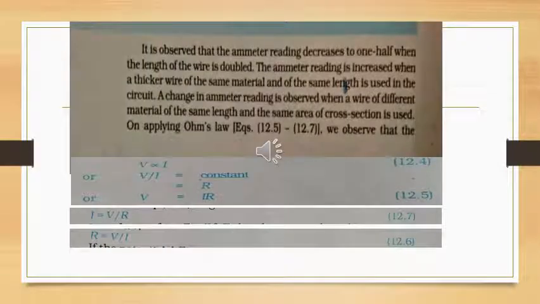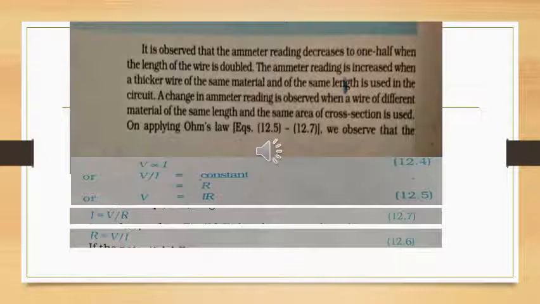It is observed that the ammeter reading decreases to 1/2 when we increase the length of the nichrome wire, means double the length of the nichrome wire. The ammeter reading is increased when a thicker wire of the same material and the same length is used in a circuit. A change in ammeter reading is observed when a wire of different material of the same length and same area of cross section is used.